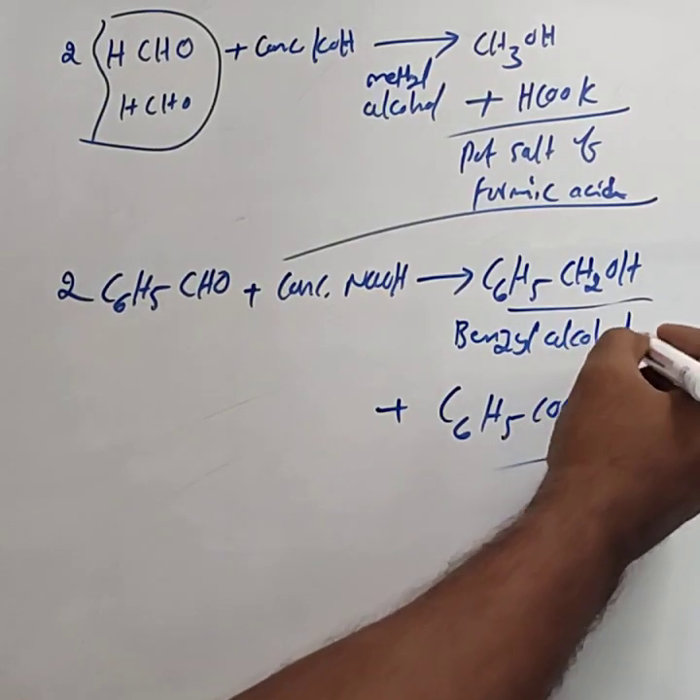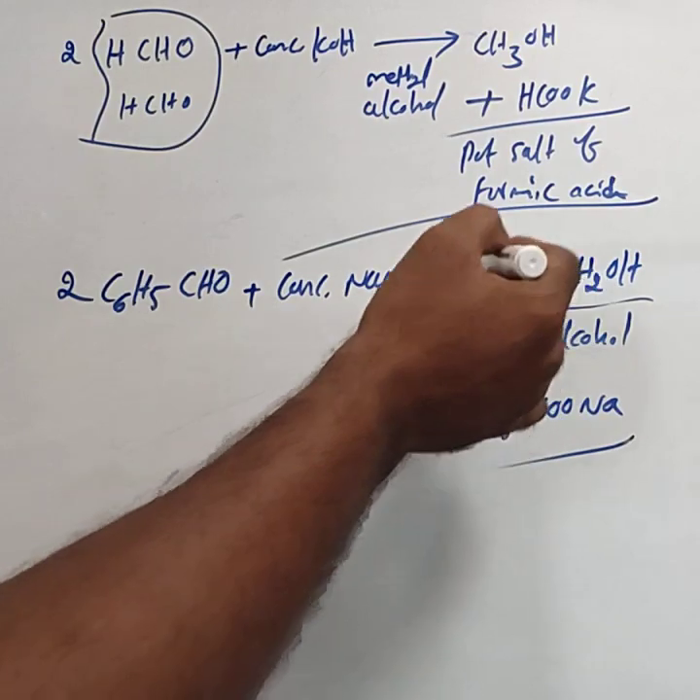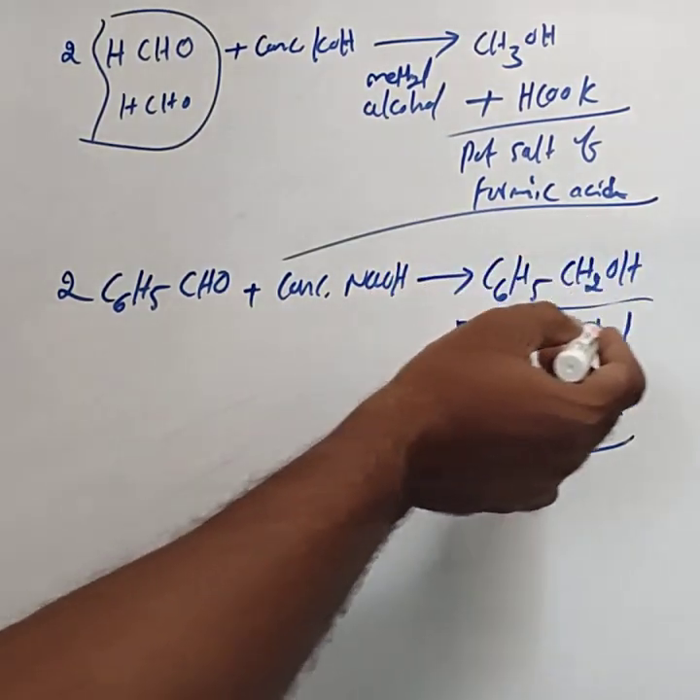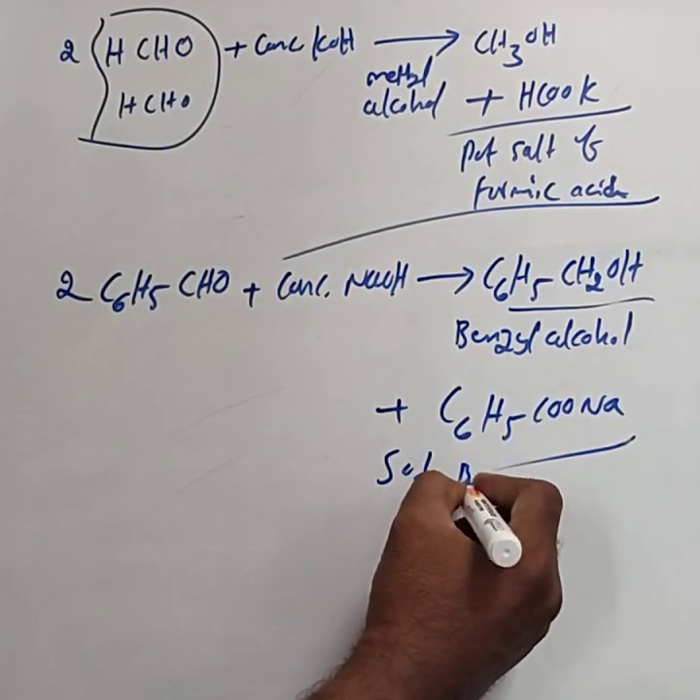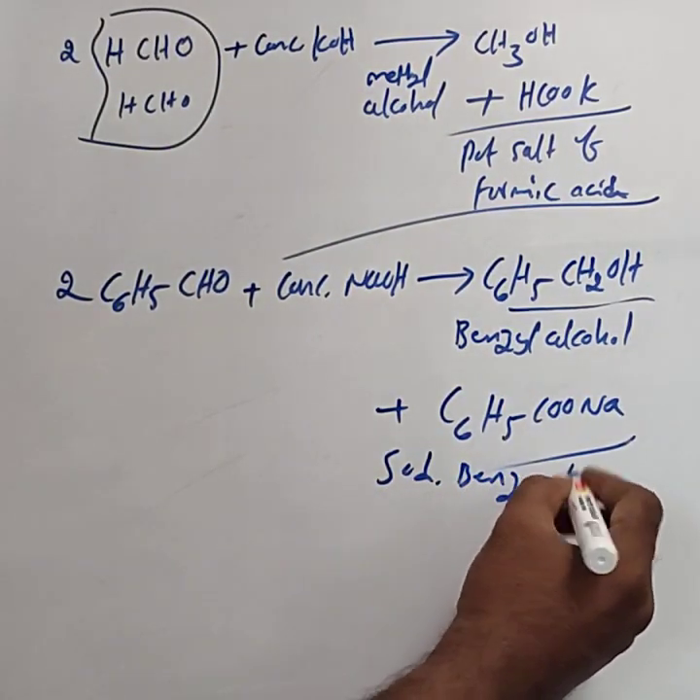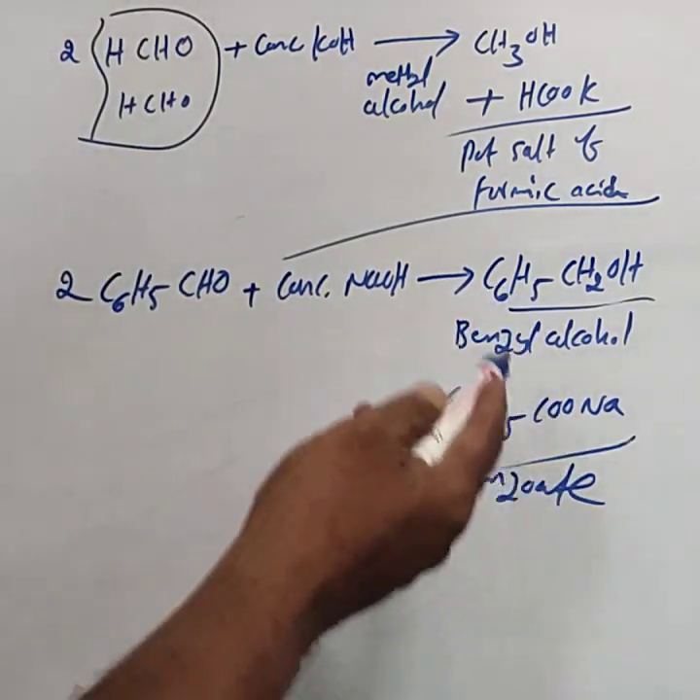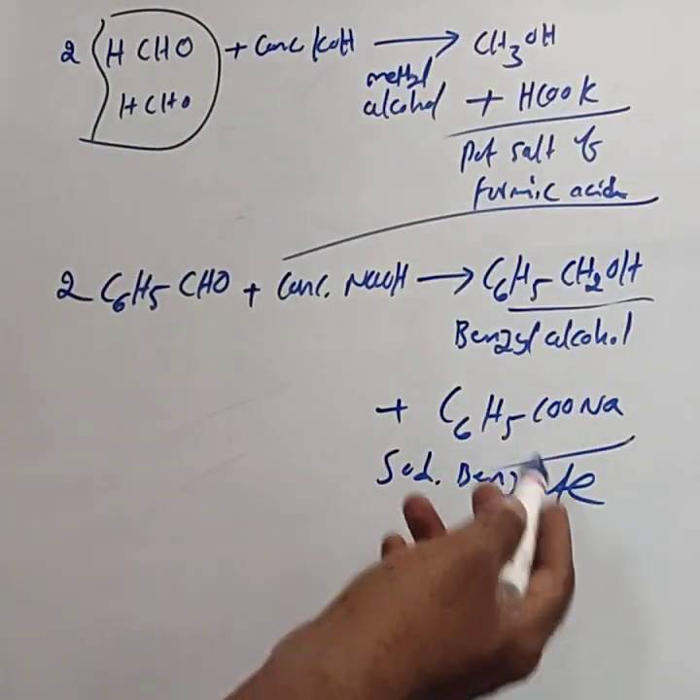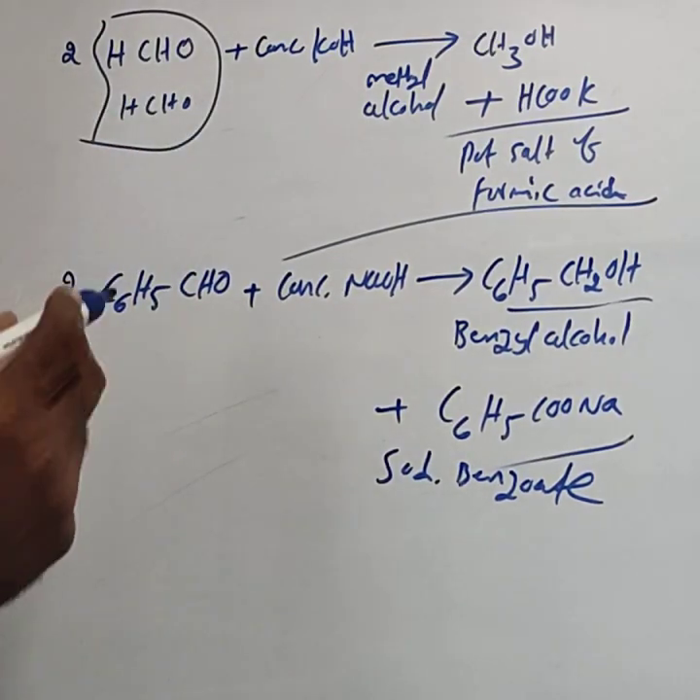Most important, you have to mention the product's name: the alcohol name is benzyl alcohol. Majority of the students write this as phenol. It is not phenol; this is C6H5CH2OH, benzyl alcohol, and this is sodium benzoate, or you can say sodium salt of benzoic acid, either one. These two reactions are very, very important.